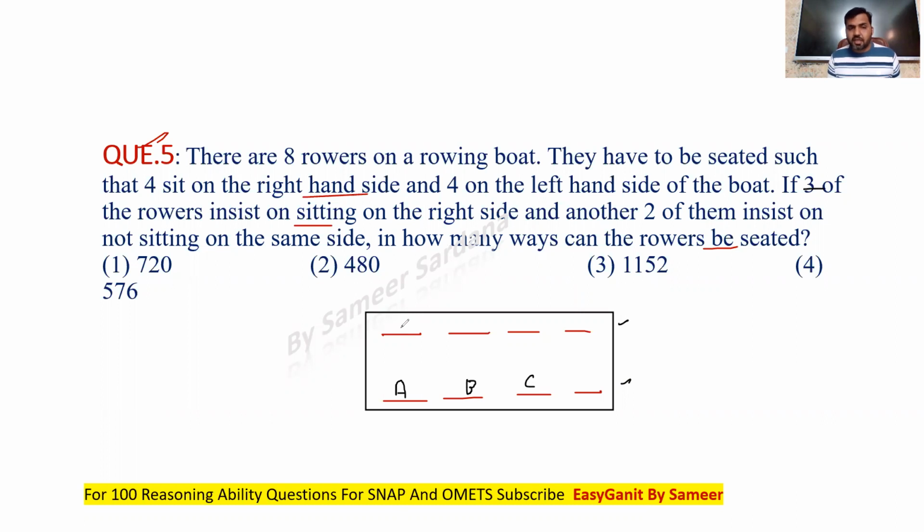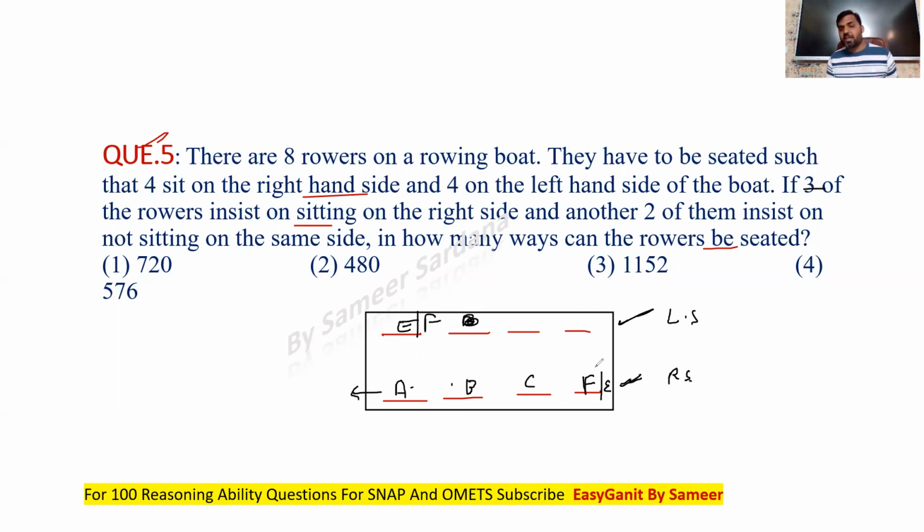Another two of them, let's say E and F, insist on not sitting on the same side. Not sitting on the same side means if E is here, F would be here, and if F is here, E would be here, right? And there's no other condition. Now, can I change the position of ABC? No, I cannot change the position of ABC. ABC has to be on this side only. I cannot get ABC on the left-hand side of the boat, right? Let's say this is the left-hand side and this is the right-hand side of the boat, right?